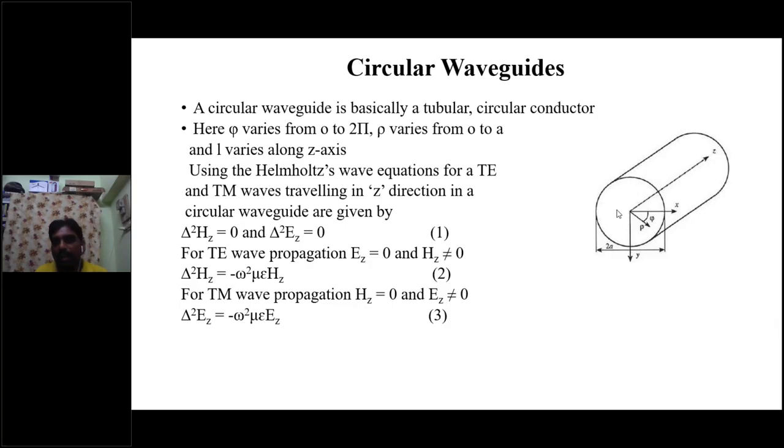And L means along the Z axis, I am taking the length of the conductor along the Z axis. And next, how do we solve these circular waveguide equations?